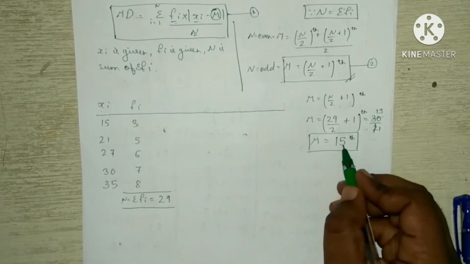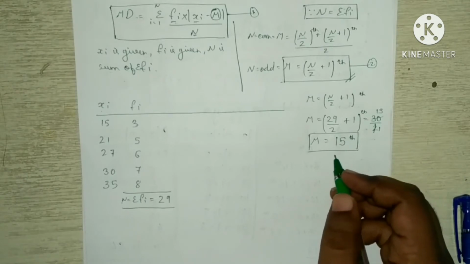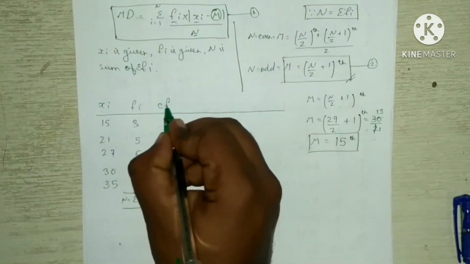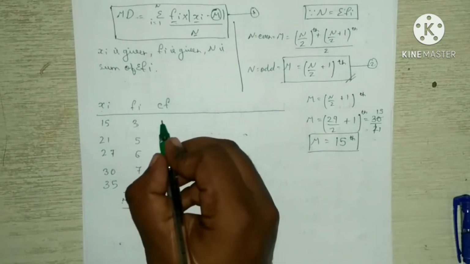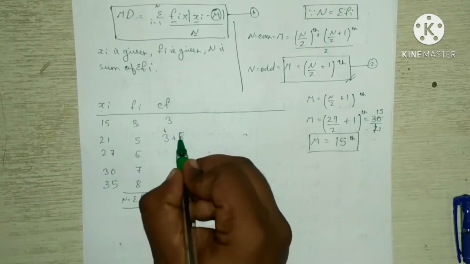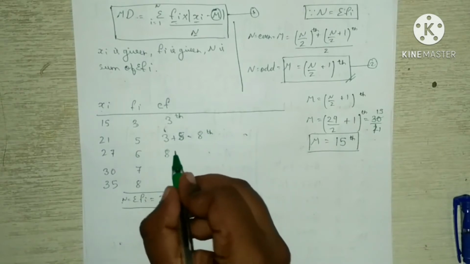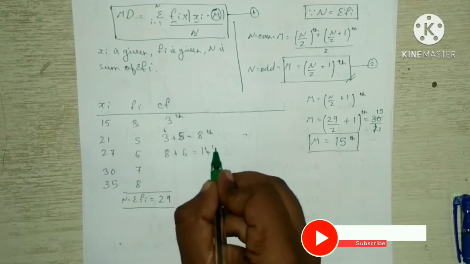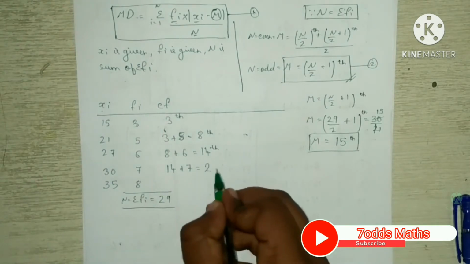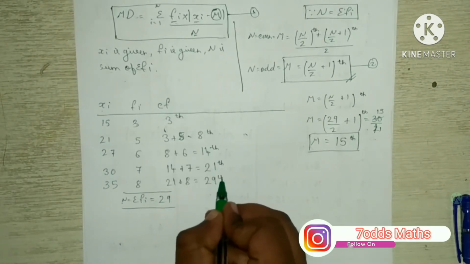Now we need to find the 15th term to know the median value. To know the 15th term we need to go with cumulative frequency, which is adding the frequencies stage by stage. 3 plus 5 is the 8th term, with the first being the 3rd term. 8 plus 6 is the 14th term. 14 plus 7 is the 21st term. 21 plus 8 is the 29th term.